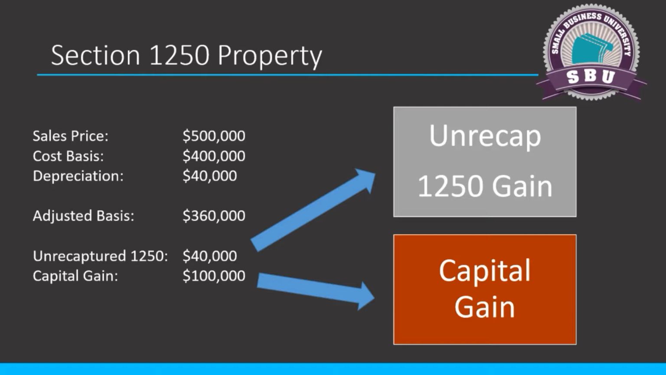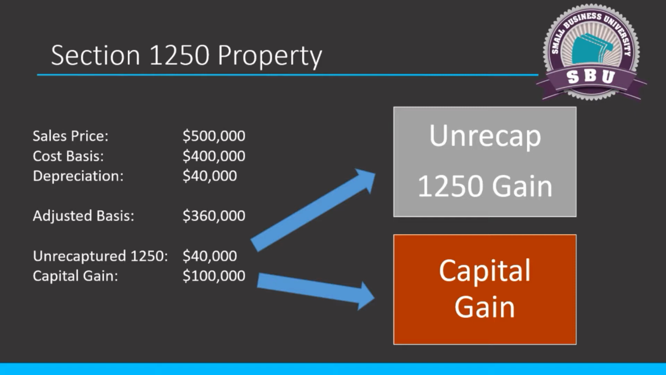That's where that $100,000 capital gain comes from, purchase price versus sales price. We also had depreciated the property $40,000. So that has to be recaptured. And that's how we calculate the unrecaptured 1250 amount.